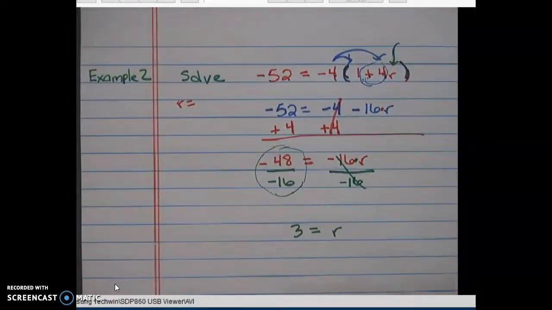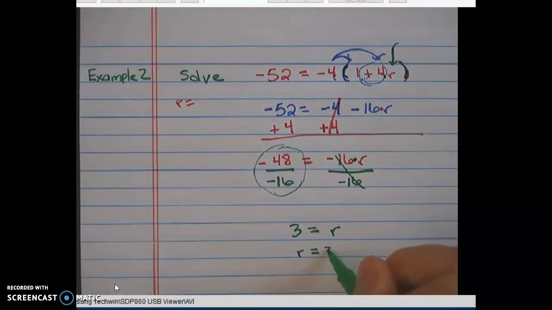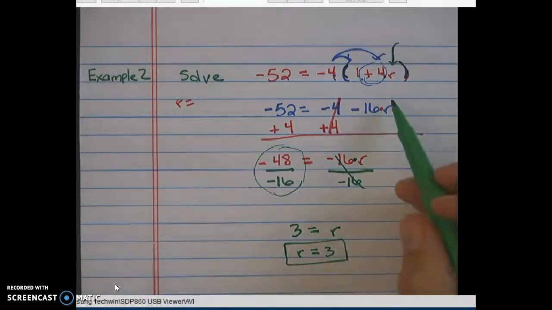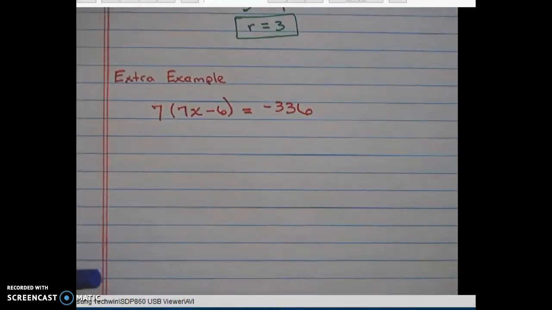Now, am I done now? Well, again, how do we know? Is there anything left bothering the R? Nope, it just says R equals 3, or in this case, 3 equals R. So we could rewrite it as R equals 3. Either way is fine, but we know the value that we would need to plug in here to make this equal was an R value of 3. Just like before, we could check our answers. I'll leave you to check it just to make sure, but that's kind of our process in going through a problem like that.